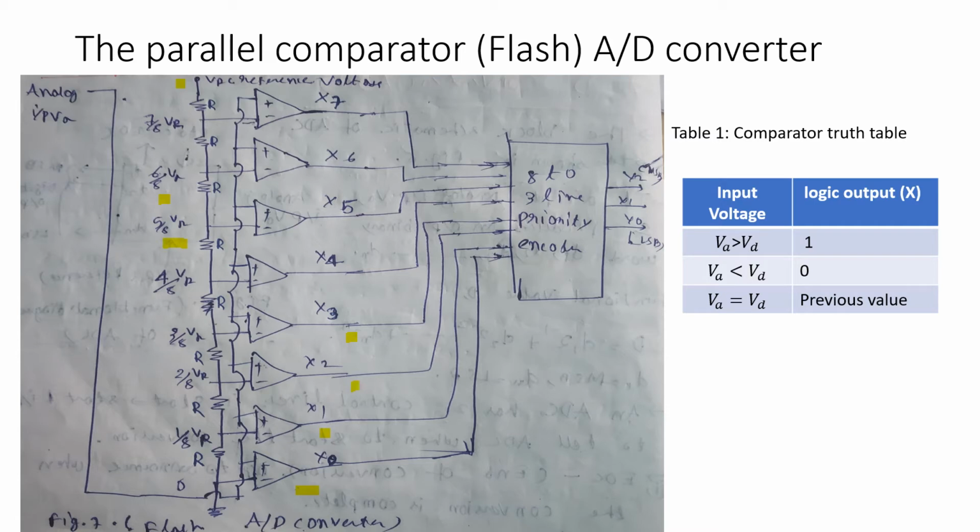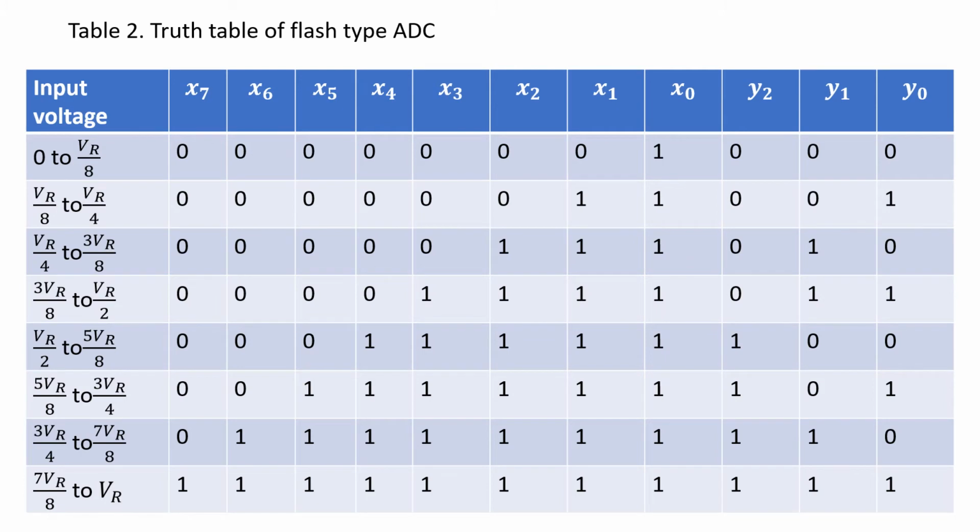After getting this, the output goes to the 8 to 3 priority encoder. Priority encoder means it depends upon the last bit or most significant bit. If a 1 is there, that will be converted to that coding format. So if it is 0 to VR by 8, as we have seen in the previous slide, then x0, the first op amp, is 1 and the others will be 0.